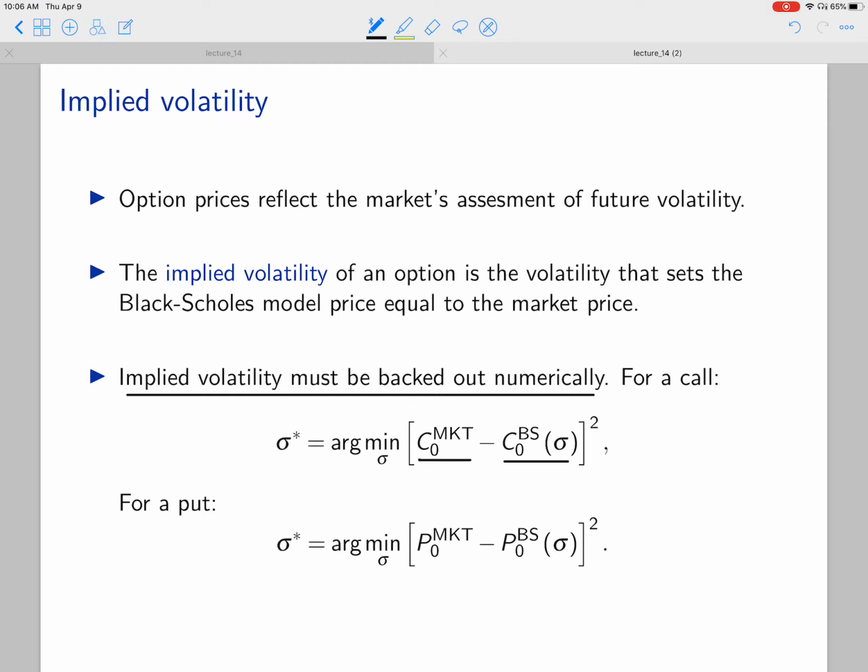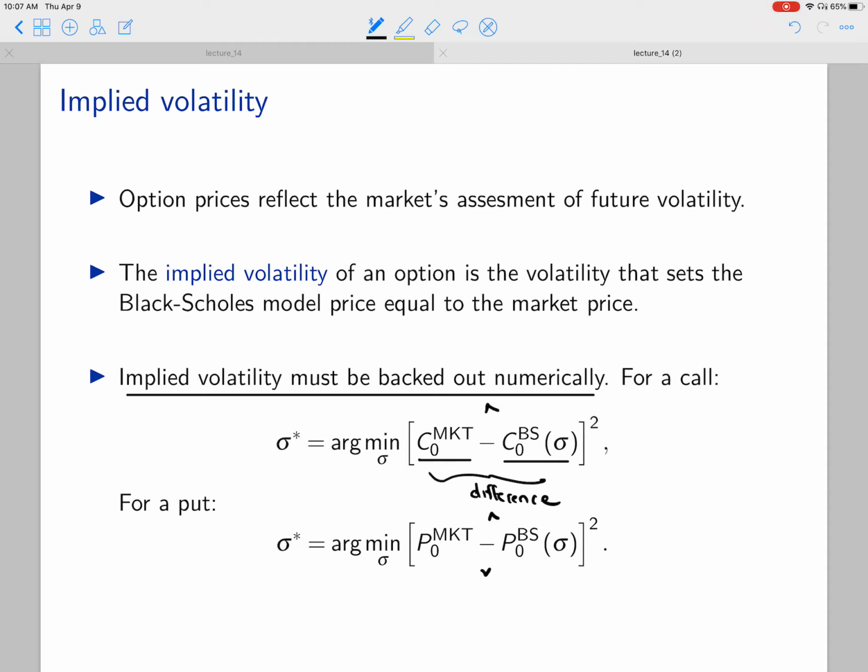That is, you calculate a squared difference between what you observe in the market and what is implied by the Black-Scholes model for a given level of volatility. Then you guess and check over volatilities until you find the one that gets the difference between the two as small as possible. This volatility that minimizes the difference between the market price and the price implied by the Black-Scholes model is known as the implied volatility. And so for calls, what you do is you minimize the difference between the market price on the call and the Black-Scholes price. And for puts, you do the same thing. You're just going to use an iterative procedure.